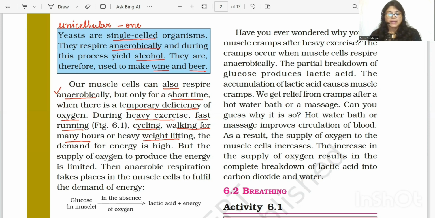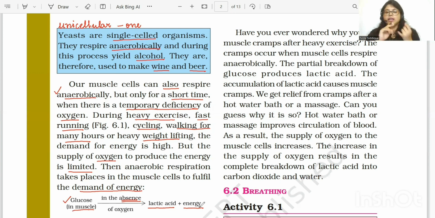So the supply of oxygen to produce this energy, since it is limited, the anaerobic respiration will take place and it will fulfill the demand of energy. Okay, so during such situations only, हमारे जो muscle cells हैं, वो food को break down करते हैं in the absence of oxygen. And उस time पे क्या formation होता है product का? There is a formation of lactic acid. Okay, lactic acid along with generation of energy.